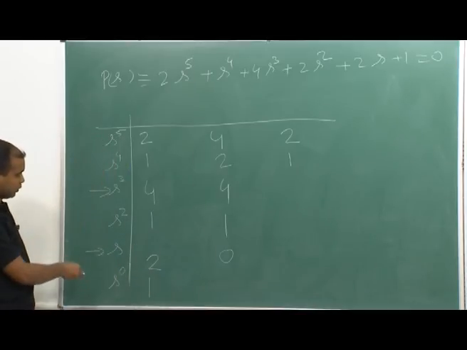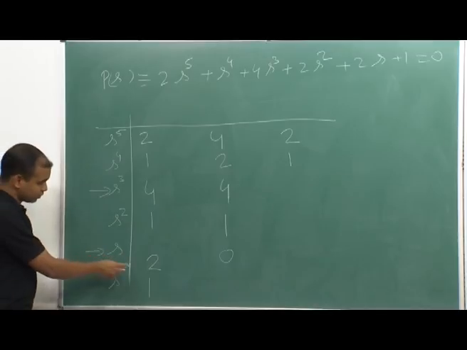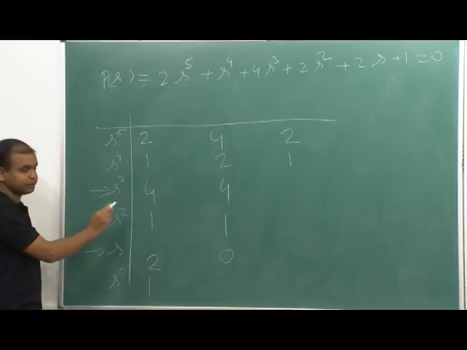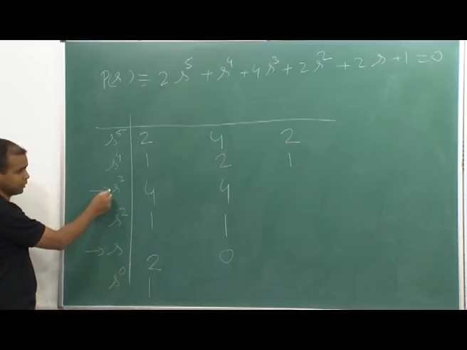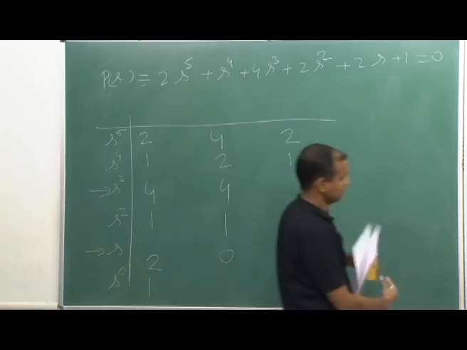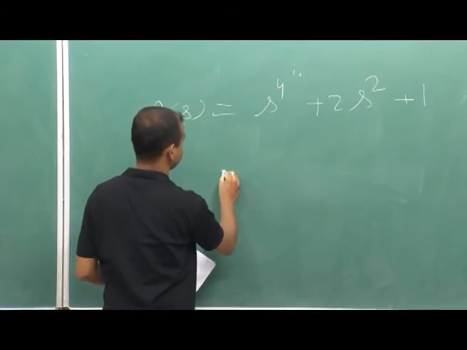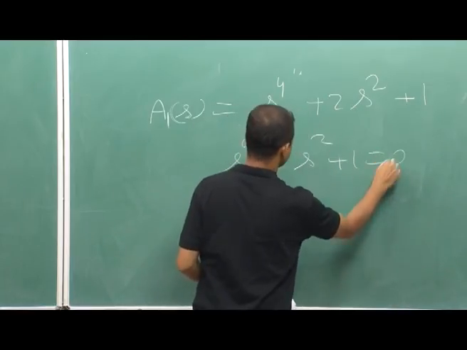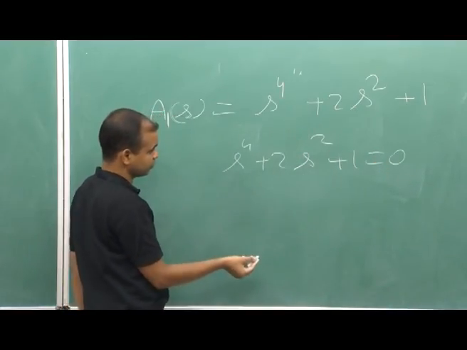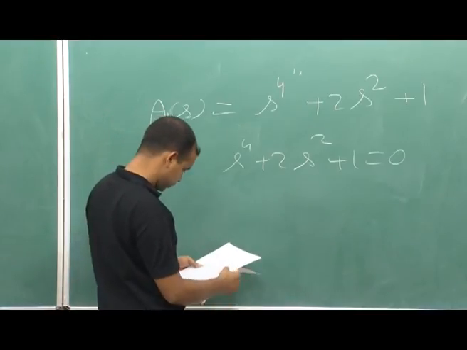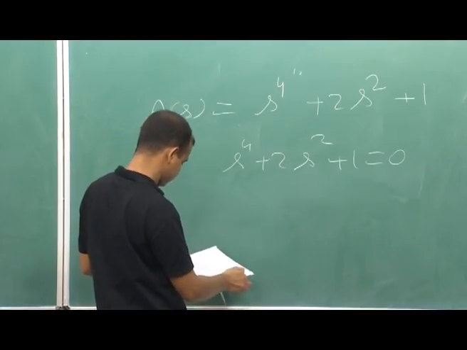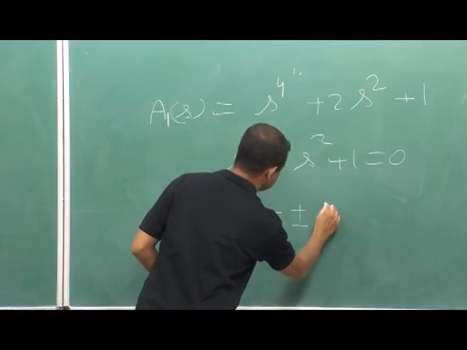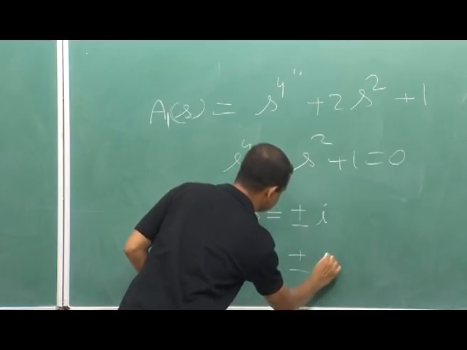So we have two auxiliary equations. The roots of this equation are already roots of the other equation, so we have to find the roots of A1 of s only. If I write s to the power 4 plus 2s square plus 1 is equal to 0, replace s square with the new variable and solve it, I will get two roots. s is equal to plus minus i, and the second root is also plus minus i.